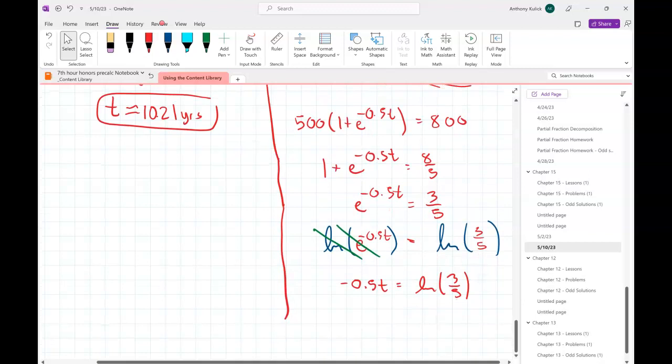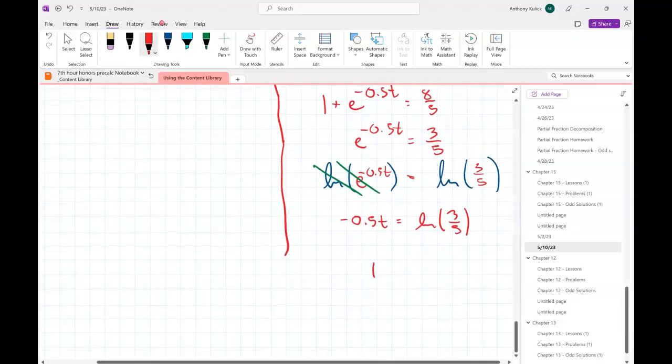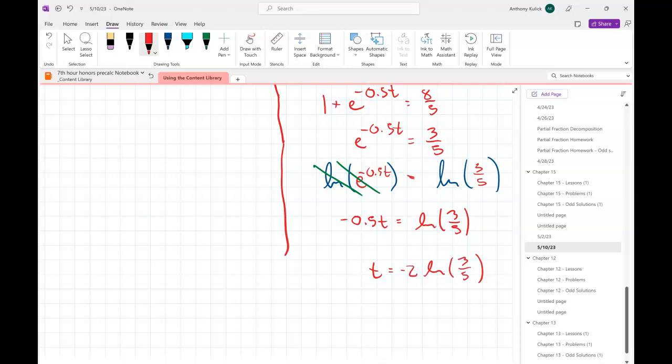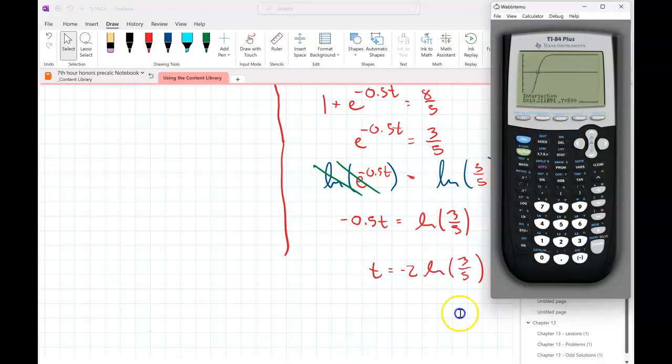So my last step would just be to divide by negative 0.5, or really what I'm going to think about it is multiplying by negative 2. So that's what I'm going to be typing into my calculator.